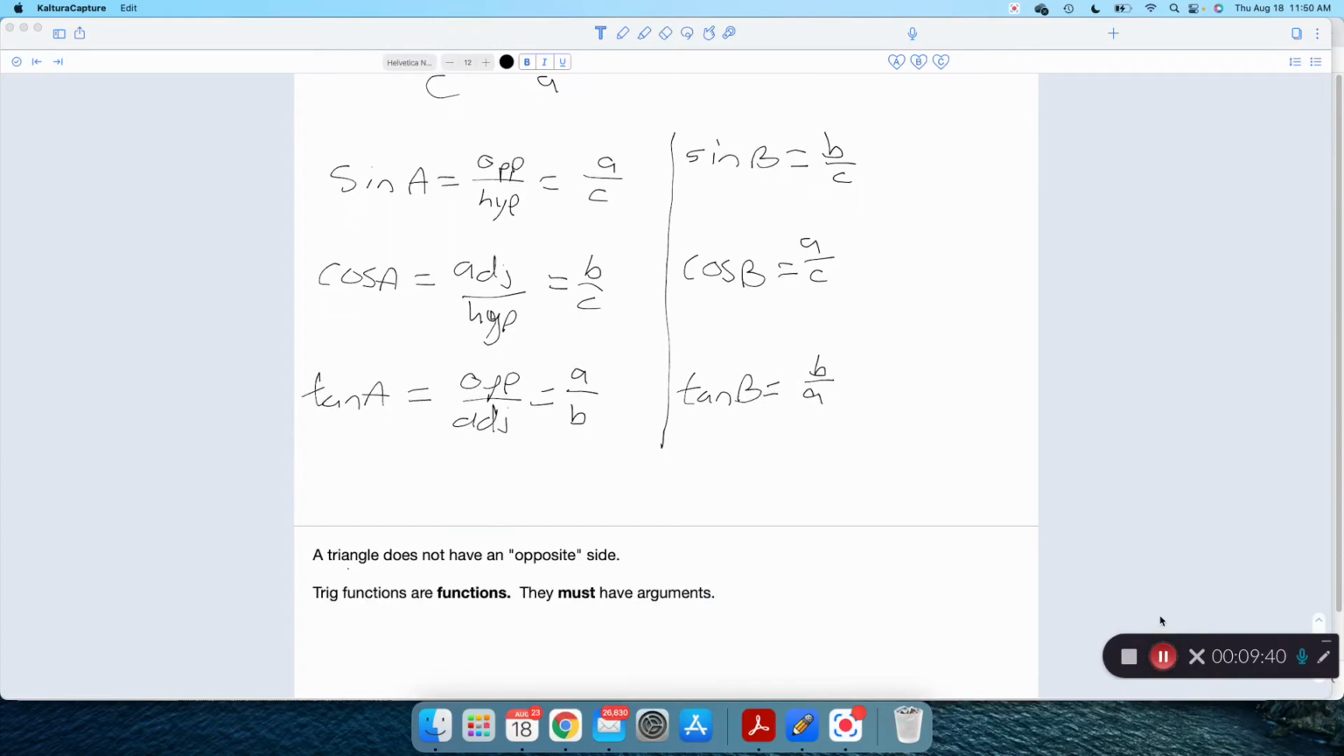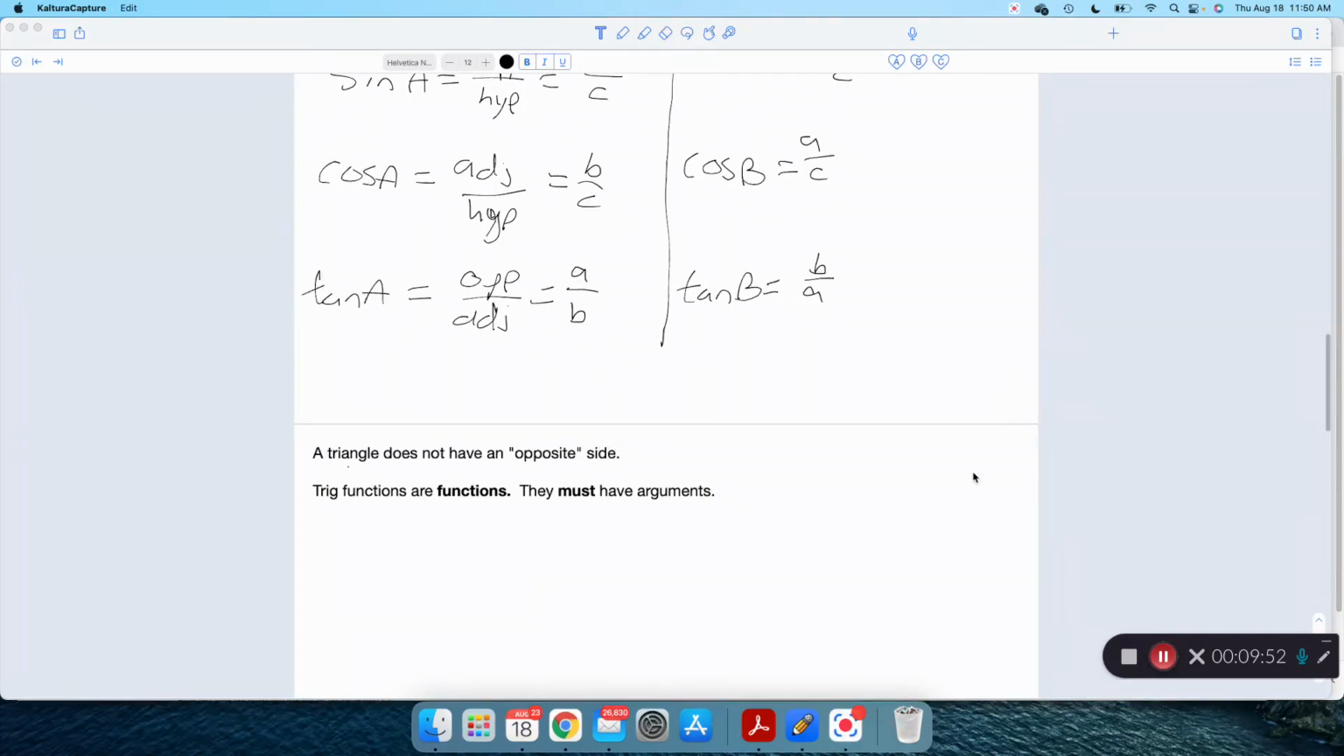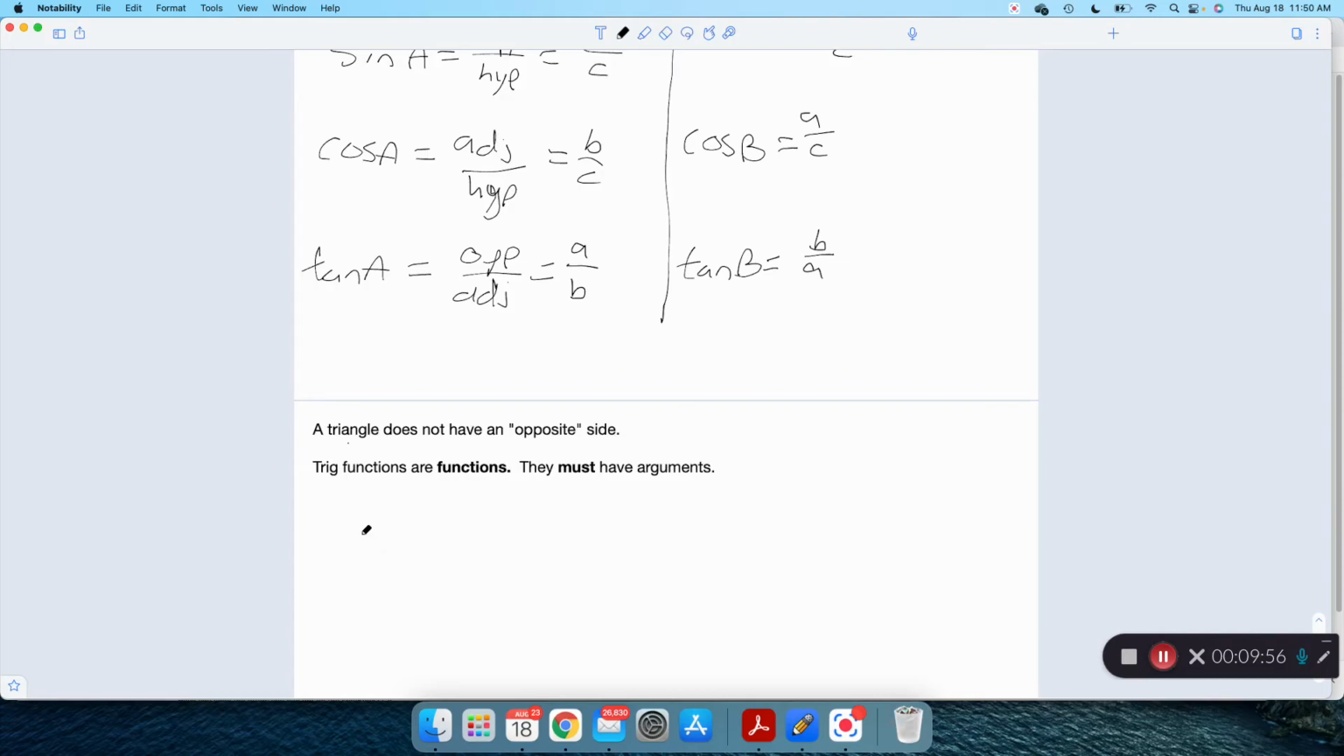Okay, next, these trig functions are functions. Like f of x. Remember f of x from college algebra? You have to have an input. They must have arguments. You will never in your life ever write just this. It's always sine of something.